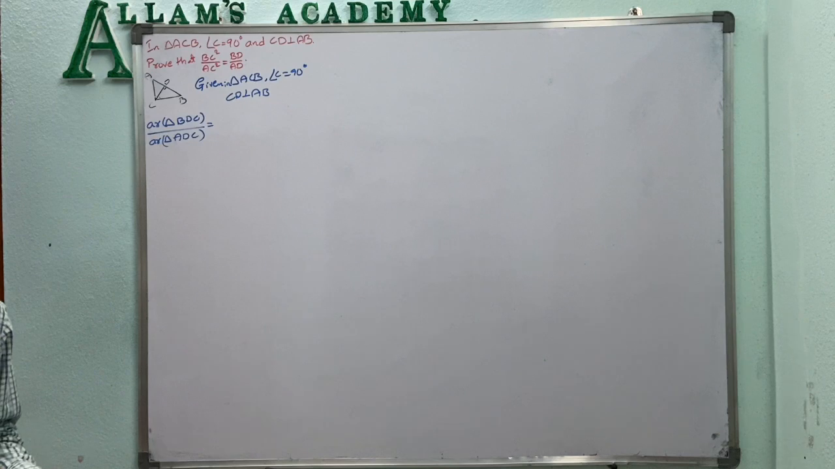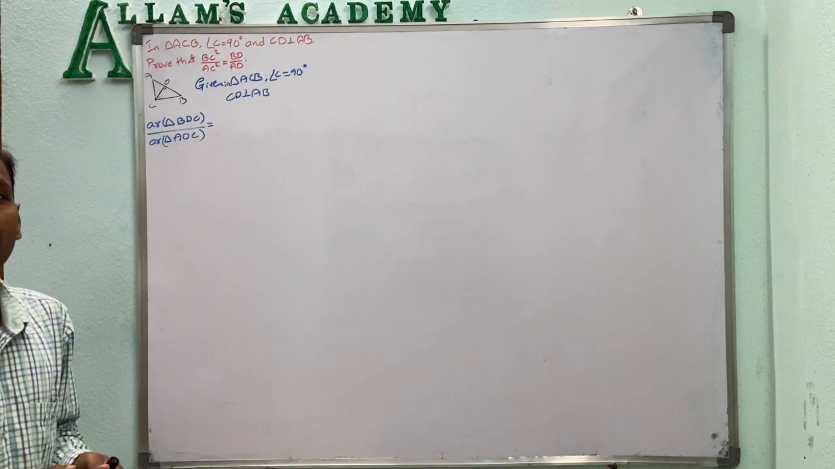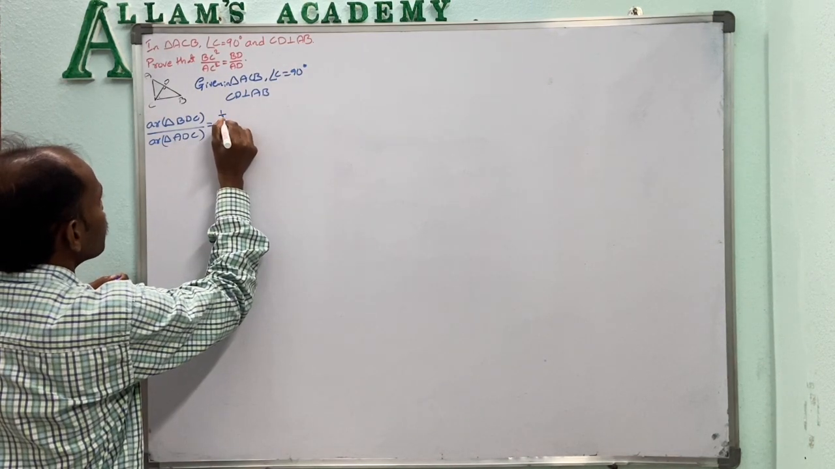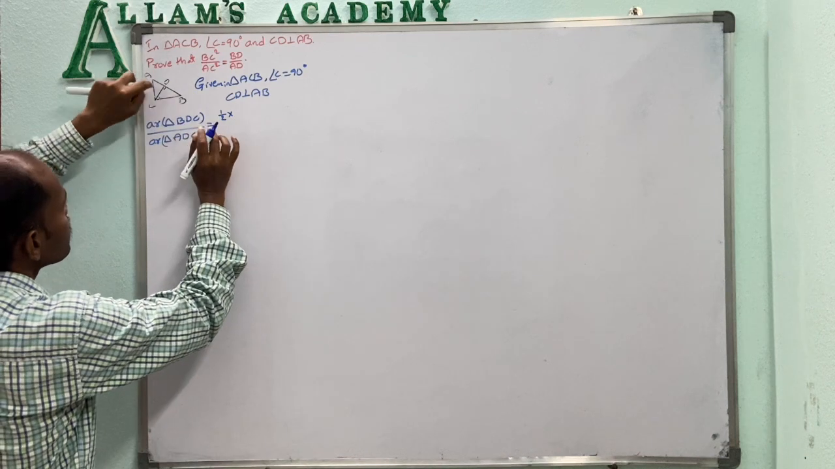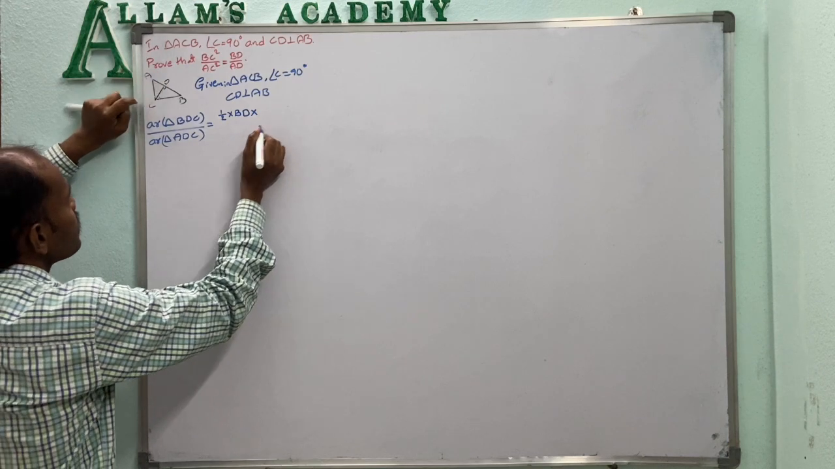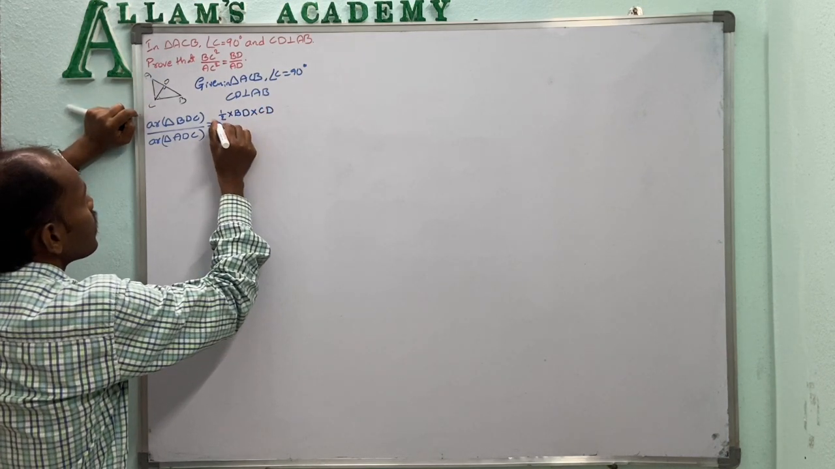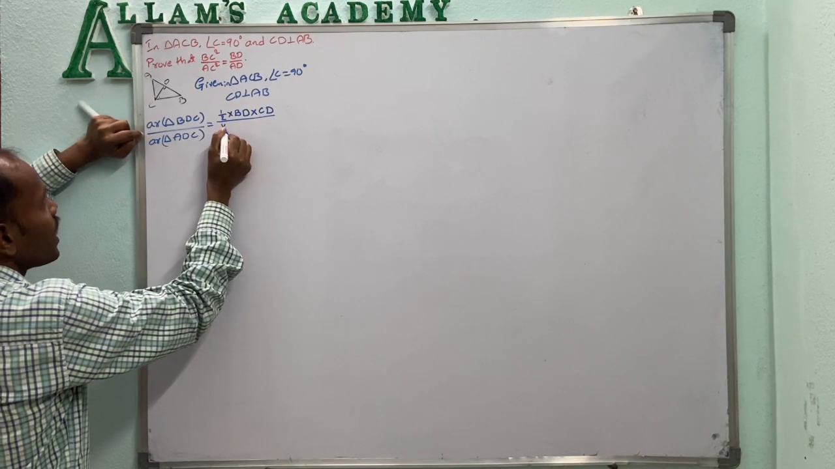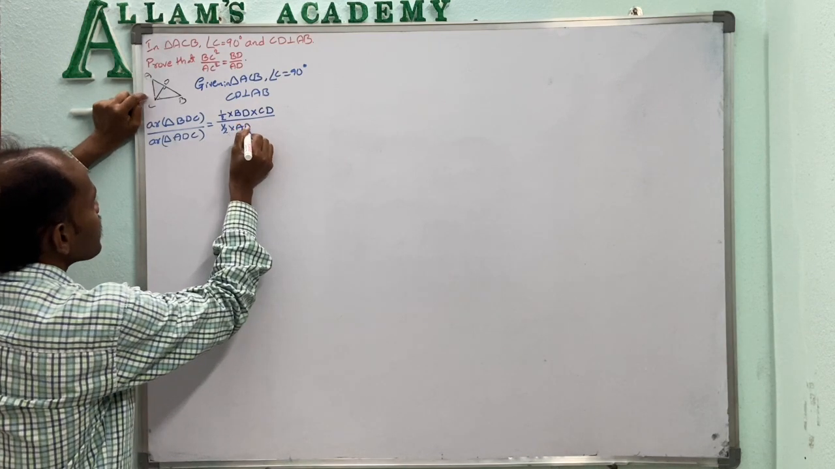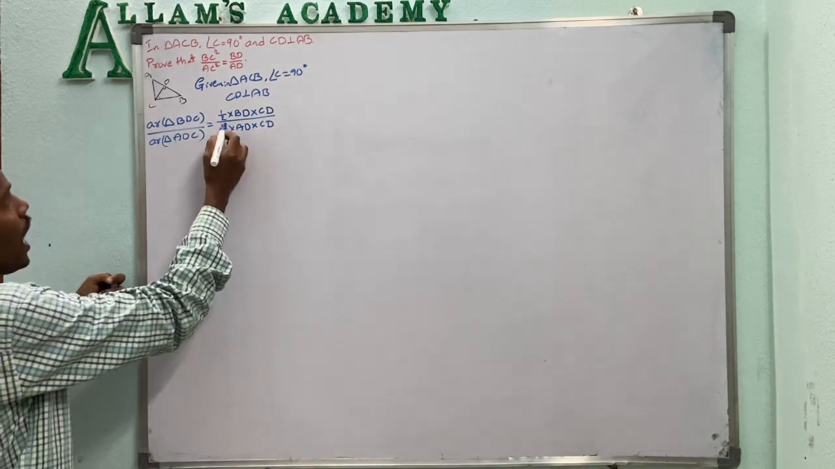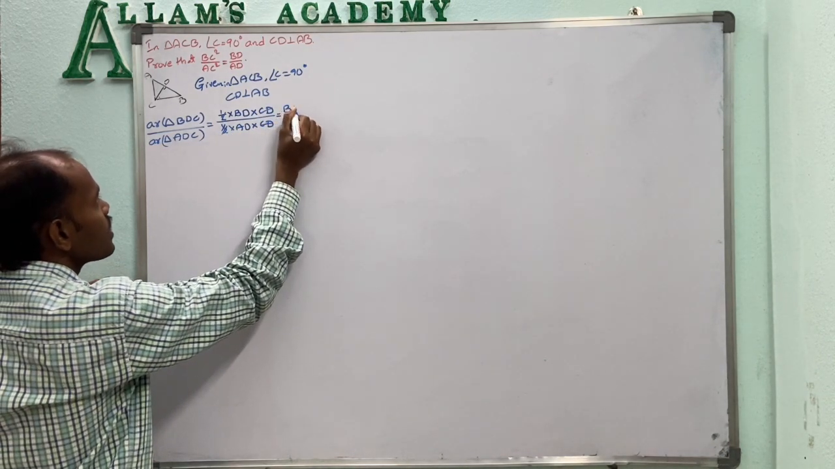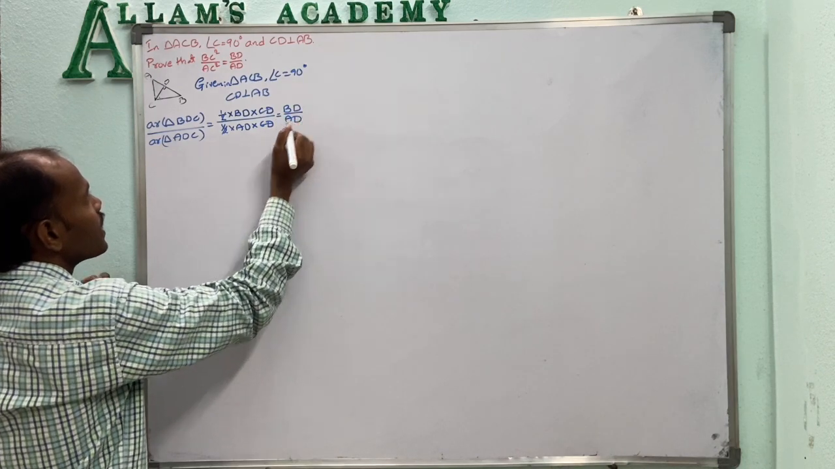The area of a triangle is half into base into height. So for triangle BDC, the base is BD and its height is CD. For triangle ADC, the base is AD and its height is CD. So the half and the side length CD cancel, and what remains is BD by AD. This is equation 1.